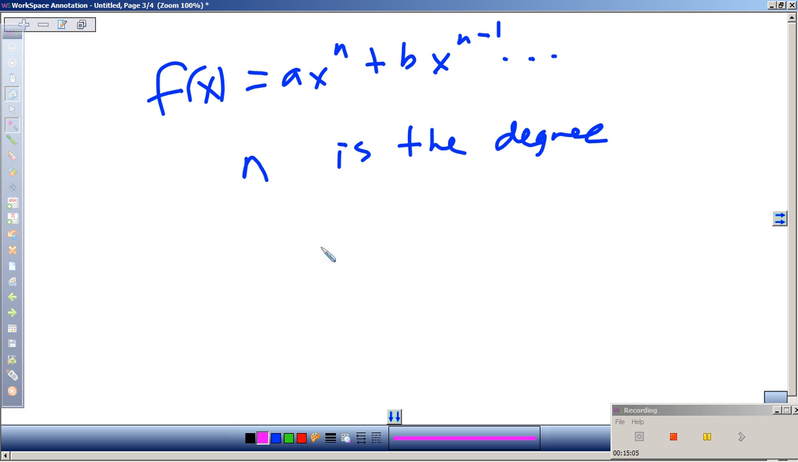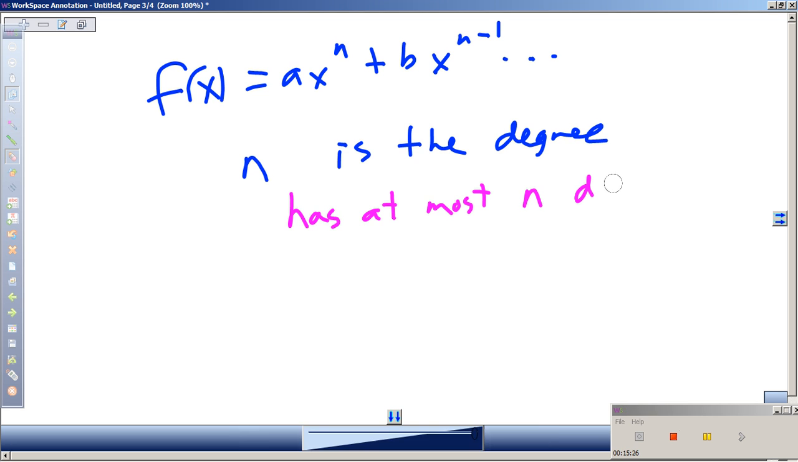Okay, so we're going to go back here. How many zeros could it have? It has at most, if it's a fifth degree, what's the most it could have? 5. Then we say it has at most n distinct zeros. So we said an 8th degree could have at most 8 distinct zeros. Our 20th degree would be able to have up to 20.